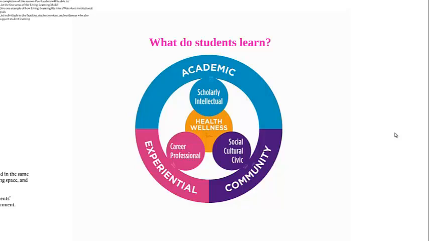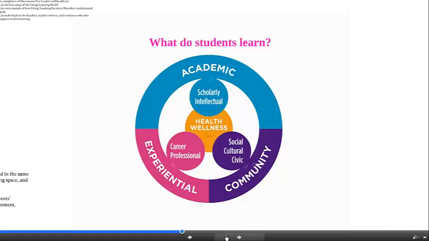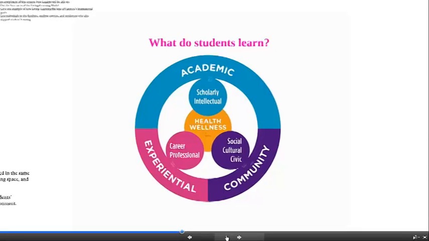So right now we're looking at the Living Learning model, one way that we can classify learning. You'll see there are 4 parts to the model. There are these 3 main parts: academic learning, experiential learning, and community learning. So let's take a closer look at academic learning.